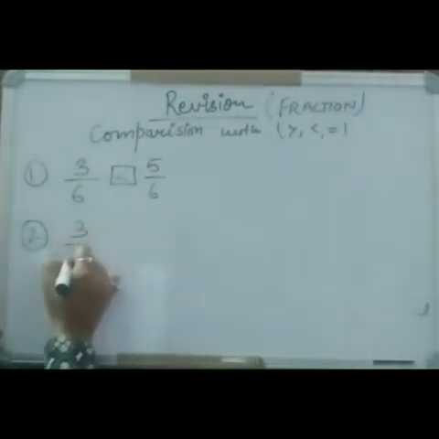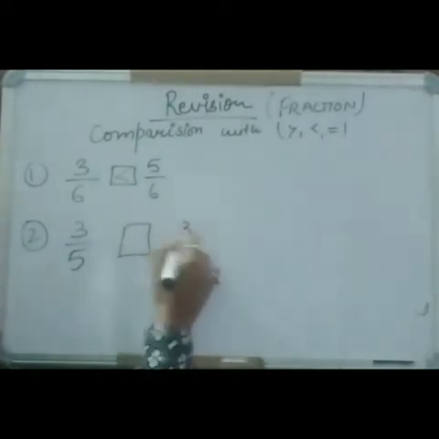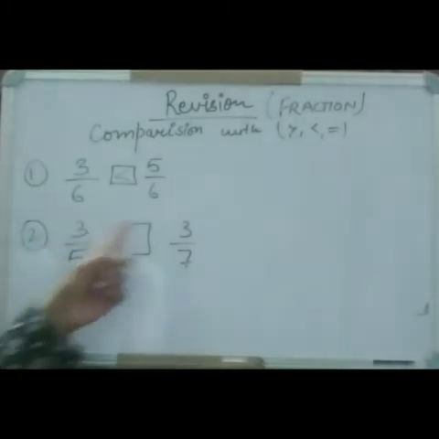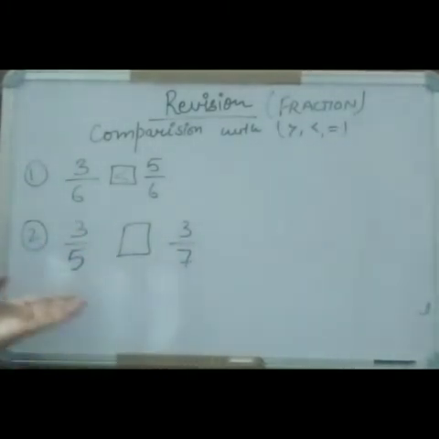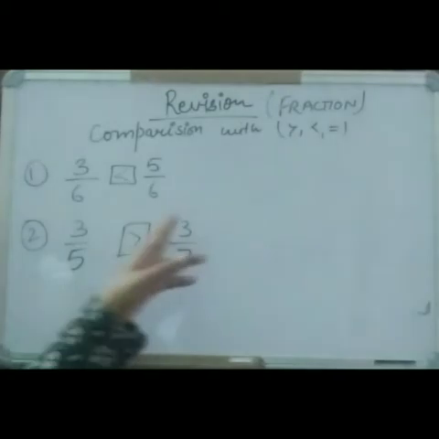is 3 by 5 and 3 by 7. Now here we will check the numerator and denominator again. In this case denominators are different but numerators are same. In such a case, the fraction with the smaller denominator will be higher. So the fraction with the smaller denominator is 3 by 5, so this one will be the greater one. So 3 by 5 is greater than 3 by 7.